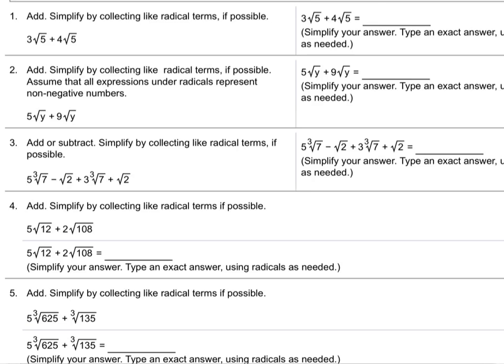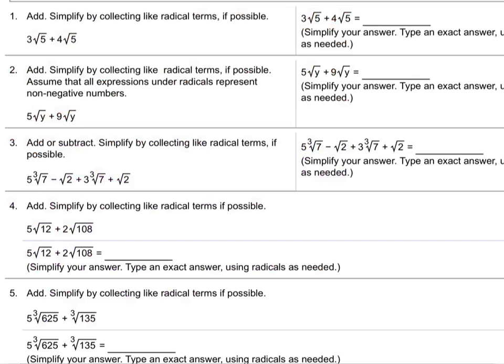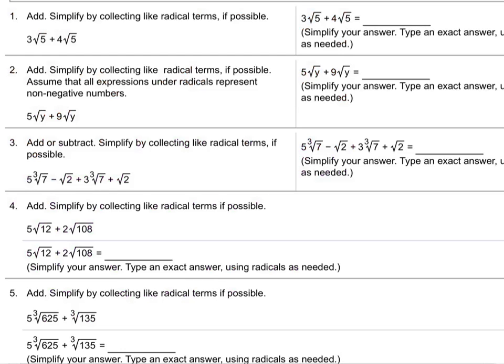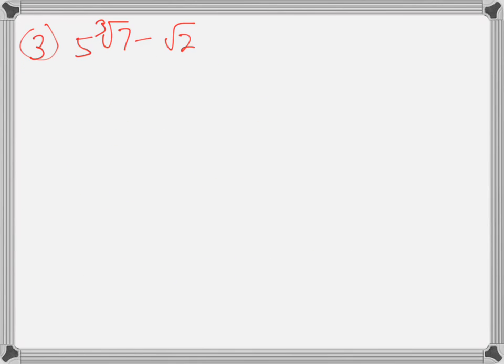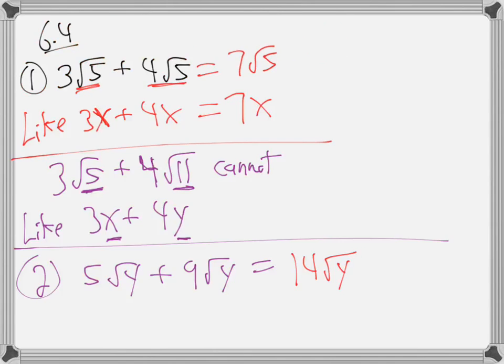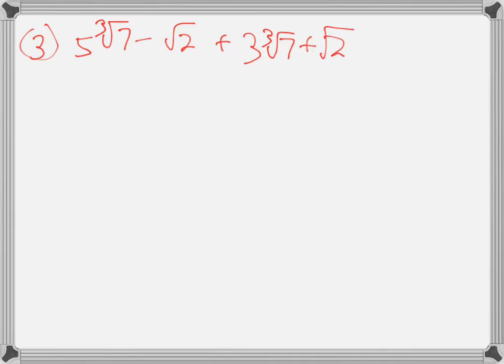We good so far, anyway? So number 3: 5, third root of 7 minus root 2, plus 3, third root of 7 plus root 2. Is that right? Yeah. Okay.